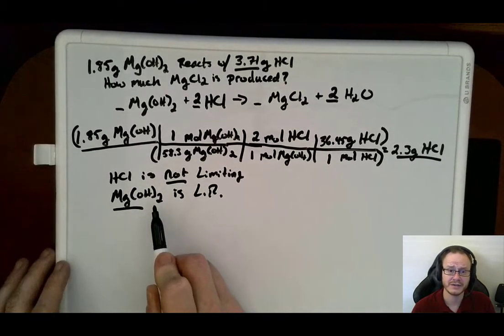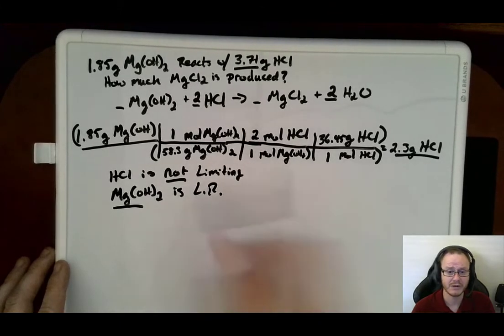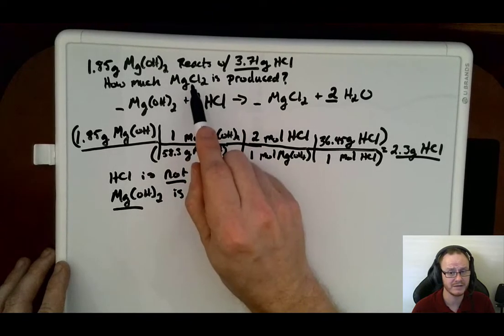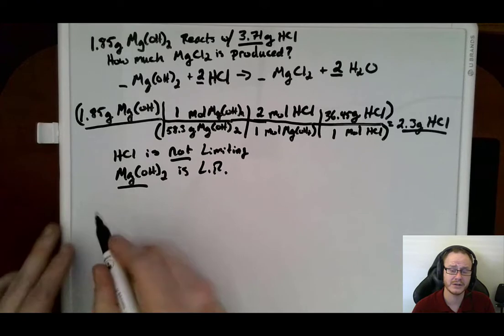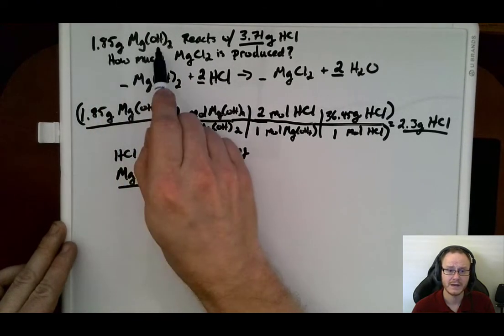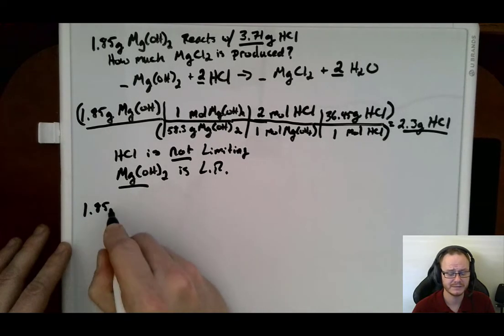The actual answer is supposed to be how much magnesium chloride is produced. I'm going to start with the magnesium hydroxide that I now know is a limiting reactant and convert it to the magnesium chloride that's being asked for. This is a regular stoichiometry problem at this point. I'm given 1.85 grams of magnesium hydroxide.